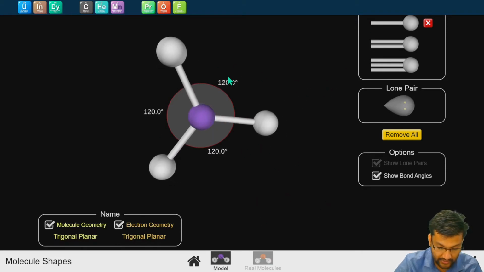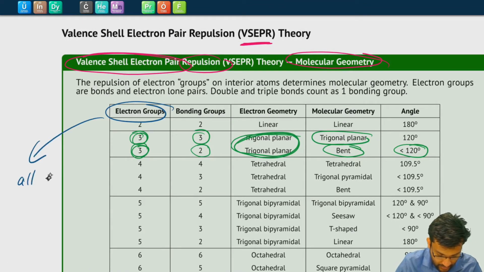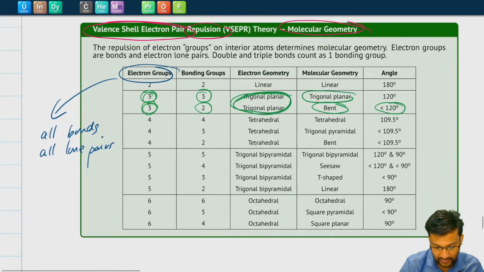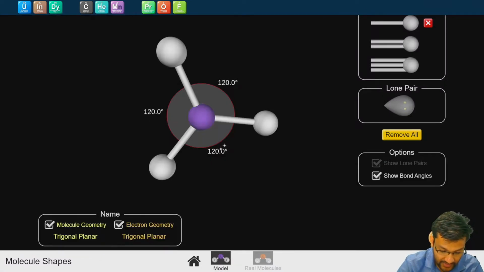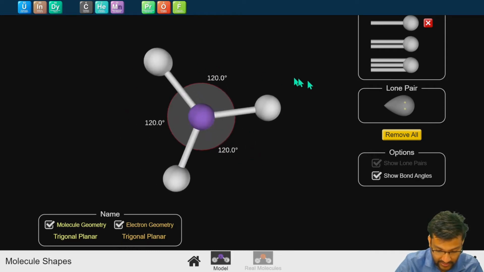All of them 120 degrees. So let me just clarify that by electron groups, we mean all bonds and all lone pairs, right? Every lone pair is one electron group, and every bond, whether it's single, double, or triple, is one electron group. So in the case of 3 electron groups, if all 3 are bonds, we have this geometry here where it's flat, so we'll call it planar, and it's 3-sided.